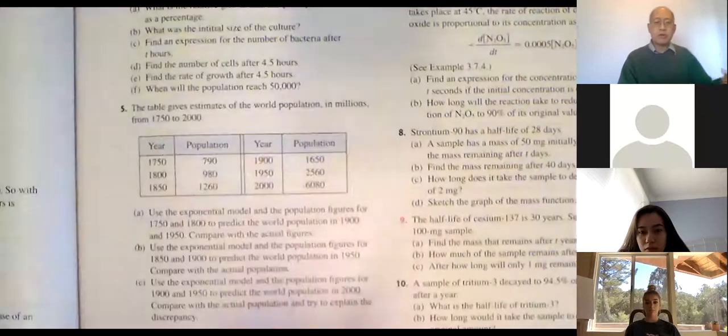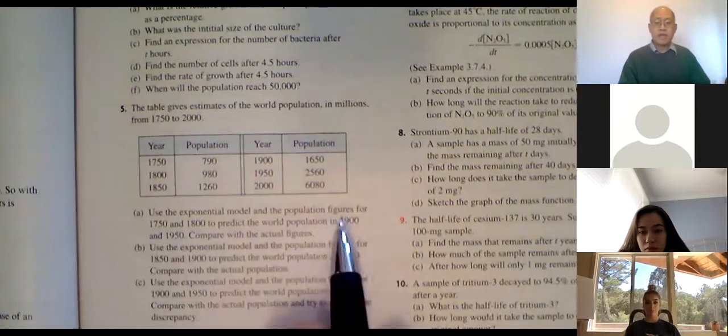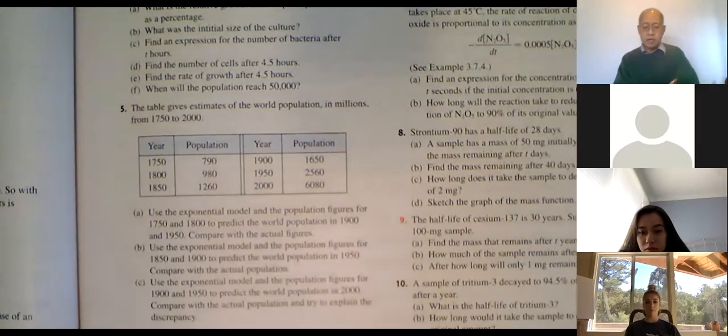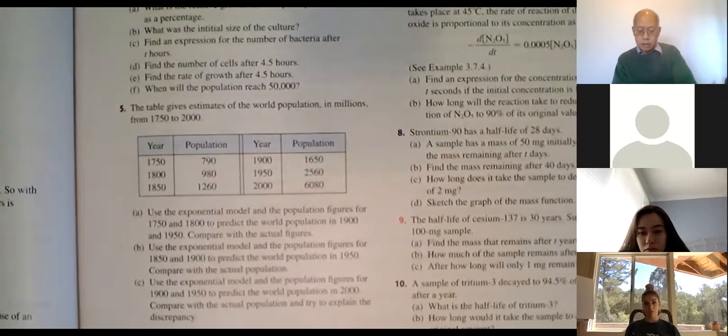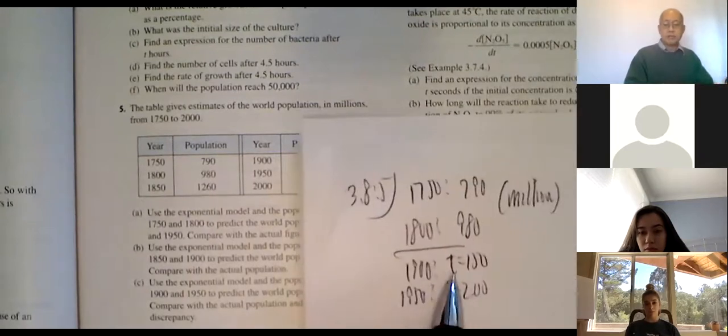Okay, key thing that I want you to notice is that from 1750 to 1900, that's 150 years. Okay, so for the year 1900, t is 150. And for the year 1950, t is equal to 200. So at the appropriate time, I'm going to be plugging in 150 and 200. That's a key thing for that.